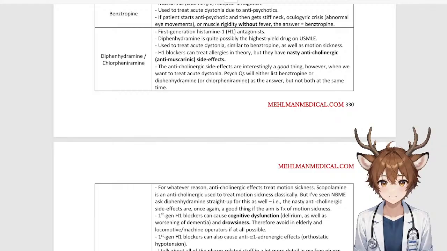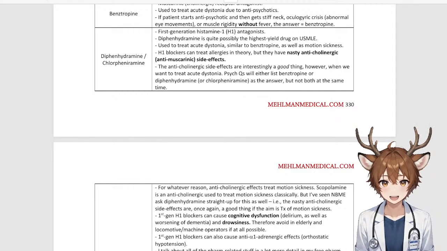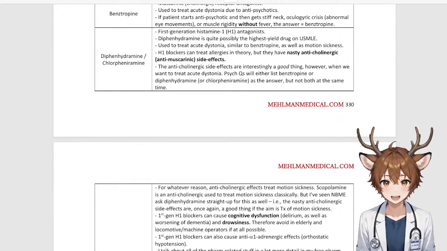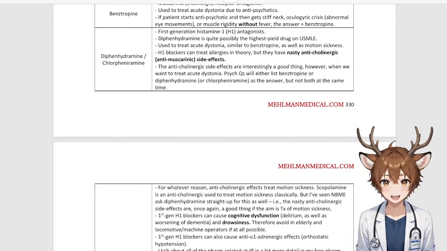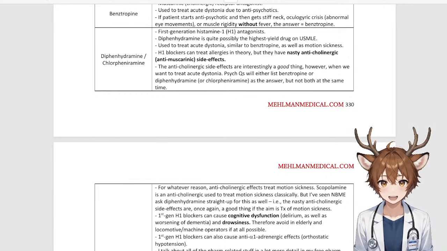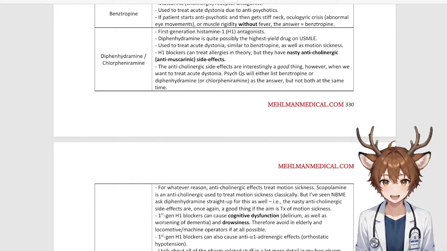So here we go, let's continue. Anticholinergic effects treat motion sickness. Scopolamine is an anticholinergic used to treat it. I wouldn't say for whatever reason, there is a reason actually, and if you really want to, you can go look into it. Off the top of my head, I don't recall exactly how it works, but I do recall it having a particular mechanism described.